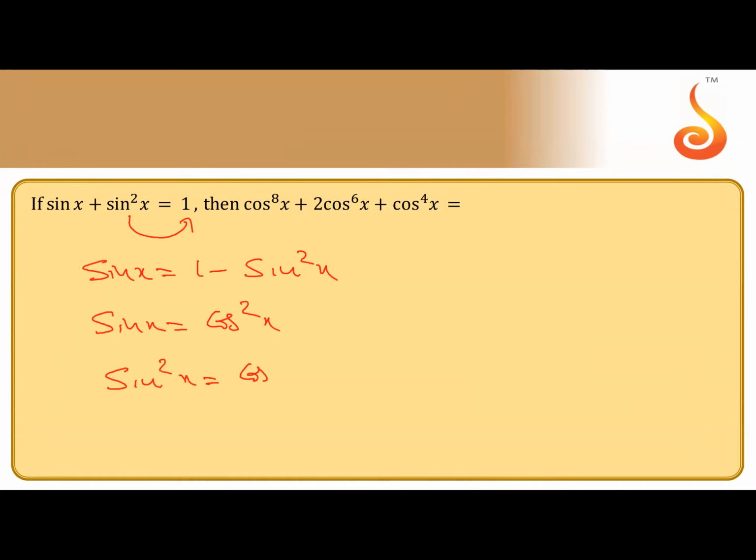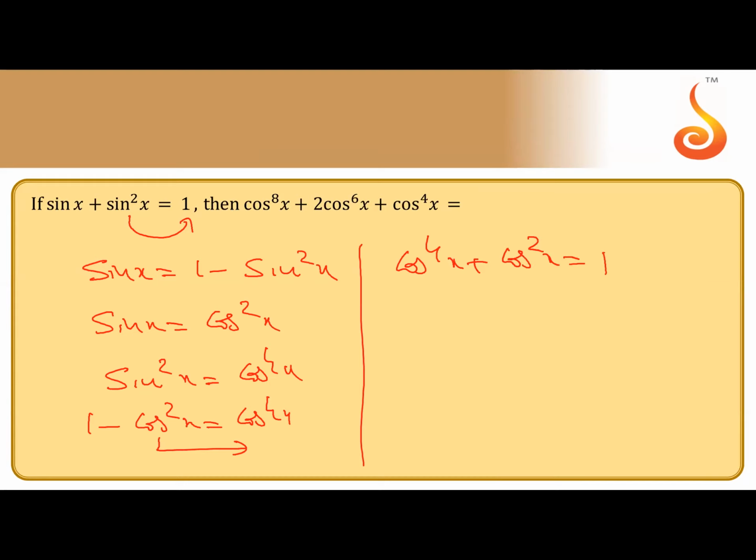Sin square x equals cos power 4x. We want everything in terms of cos. Again sin square is 1 minus cos square x, which equals cos power 4x. Shift this to that side, so we get cos power 4x plus cos square x equal to 1. That is one equation.